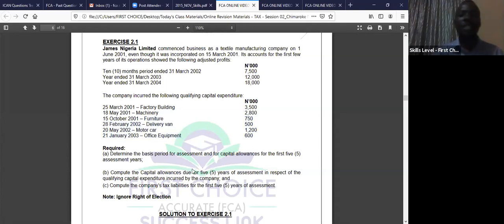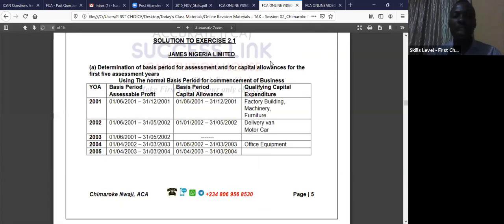Now, required: determine the basis period for assessment. What do we mean by assessment? It means for assessable profit, and for capital allowances. So you're going to be doing 2 tables or 1 table, these 2 side by side, for the first 5 years of assessment. So let's see the solution to that. Okay, hold on while I get my solution. Now look at the solution. Now, the solution is this here.